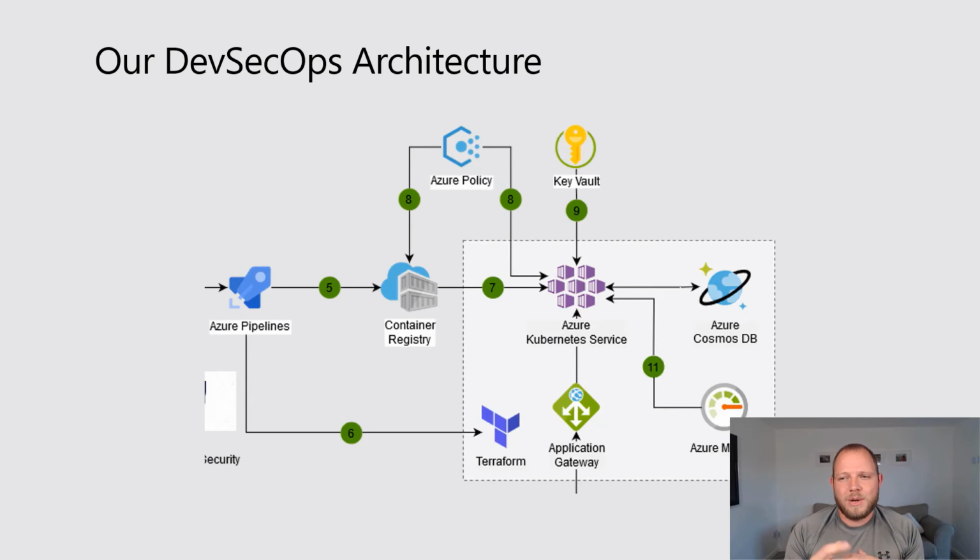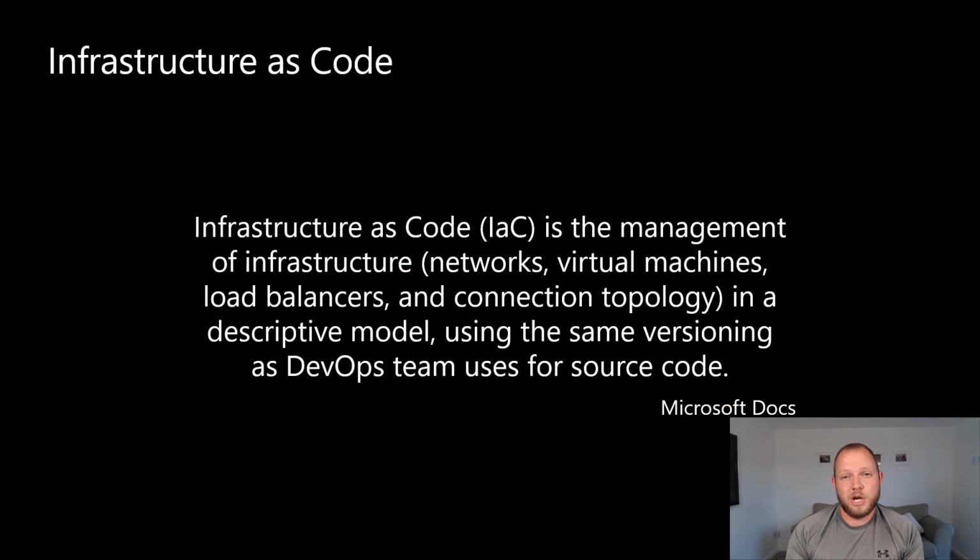So there's a bunch of things going on here. One thing that I really want to highlight as a key component of DevSecOps is infrastructure as code. Now, infrastructure as code, by definition from the docs.microsoft.com site, is the management of infrastructure, networks, virtual machines, load balancers, and connection topology in a descriptive model using the same versioning as DevOps teams use for their source code.